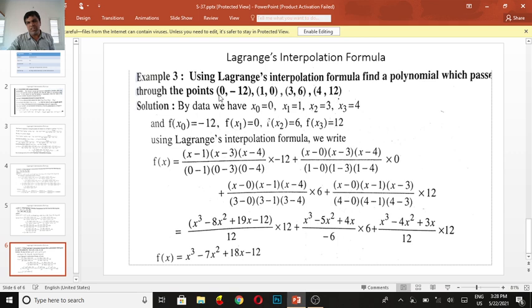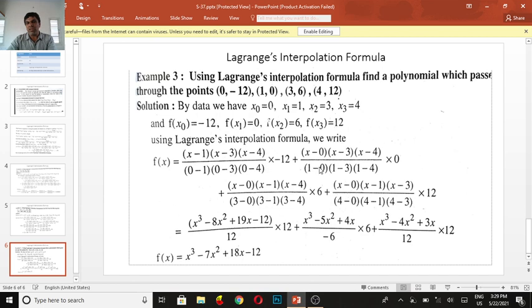So starting from naught, x0 is 0, x1 is 1, x2 is 3, x3 is 4. Similarly the corresponding y0, y1: f of x0 is minus 12, f of x1 is 0, f of x2 is 6, f of x3 is 12. So the data is given. x0 is 0, x1 is 1, x2 is 3, x3 is 4, and the corresponding values are f of x0 is minus 12, f of x1 is 0, f of x2 is 6, f of x3 is 12.